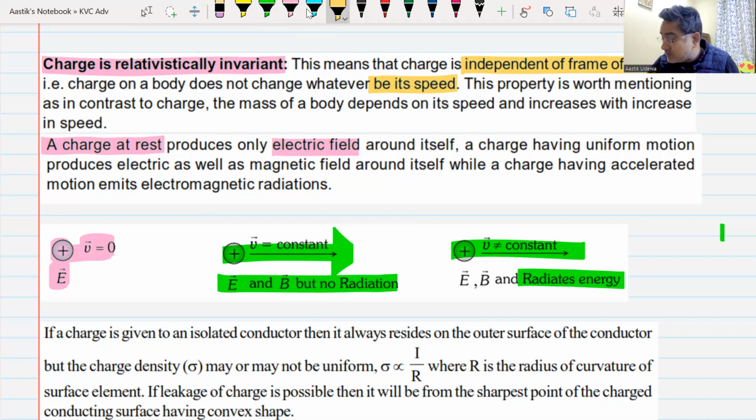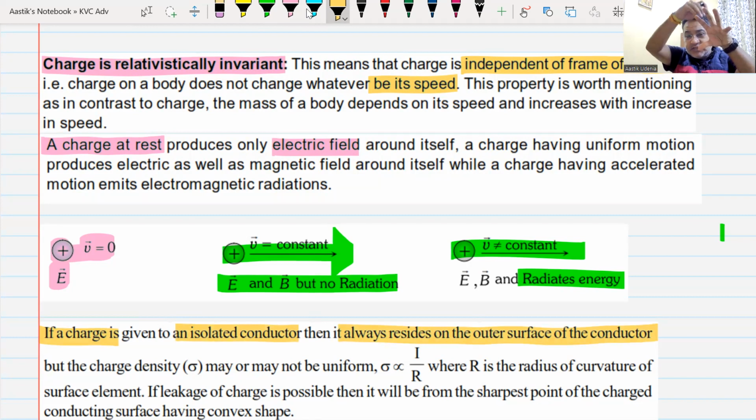And this is the topic that we are going to study at the end of this chapter, electrostatics. If a charge is given to an isolated conductor, it will always reside on the outer surface of the conductor. You give it charge, that charge will always come on the outer surface. But the charge density, charge per unit area, may not be uniform. In fact, charge per unit area is inversely proportional to the radius of curvature. Sharp edges will have more charge and blunt edges will have less charge, and therefore if there is a sharp edge, since the concentration is more, charge can leak. We call it electrostatic discharge.